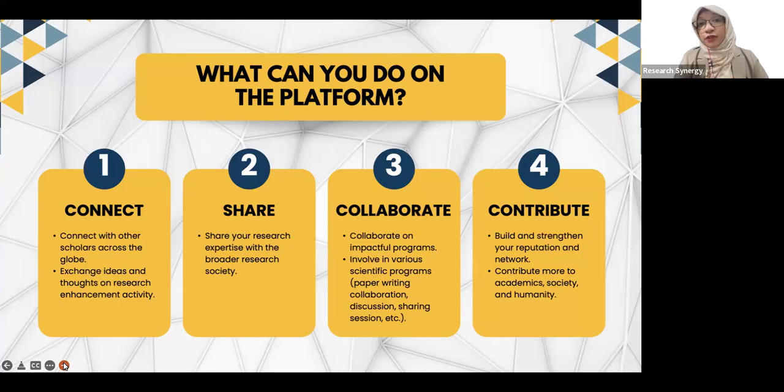And last is to contribute, because building and strengthening your reputation and network is needed if you want to contribute more to the academic world, society, and humanities. So these platforms are intended for all of the members to get active and contribute more. Hopefully you can get all these benefits from the platforms.